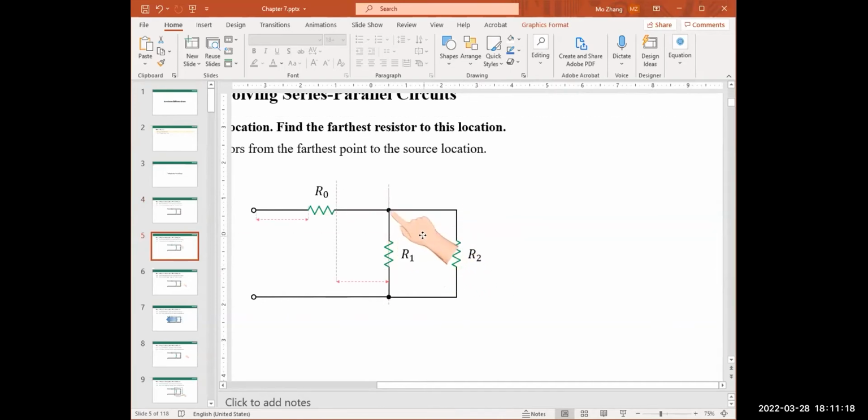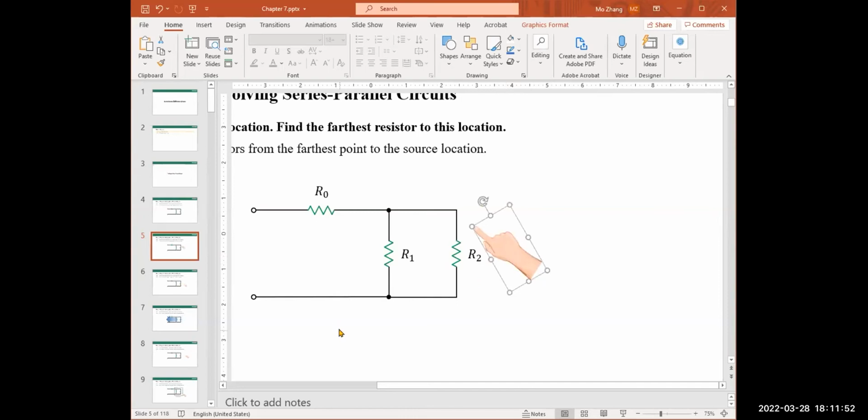A leg of R1 connects to a leg of R2. The opposite leg of R1 connects to the opposite leg of R2. So the resistors in this region form a parallel circuit. If R1 and R2 are combined and merged into a single resistor, this single resistor is connected in series with R0. That's the reason it's a series and then a parallel circuit.